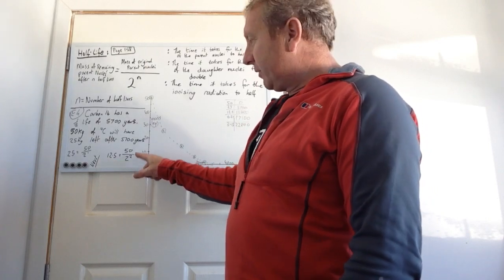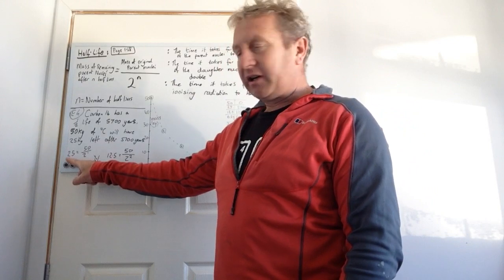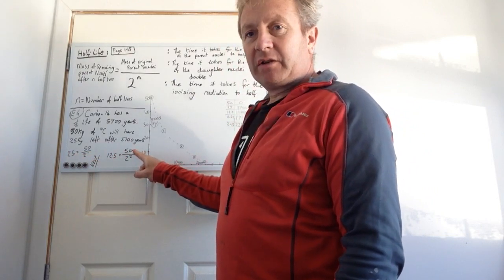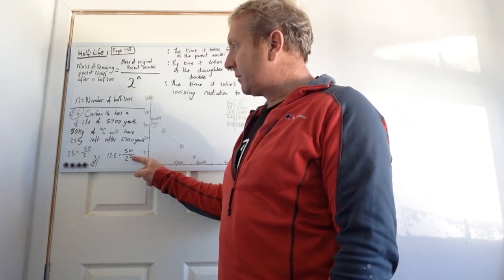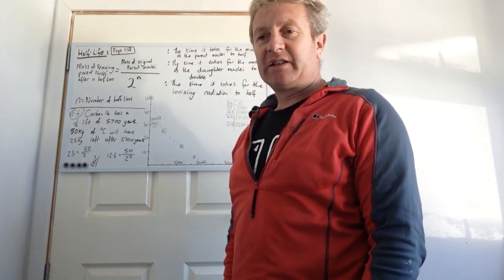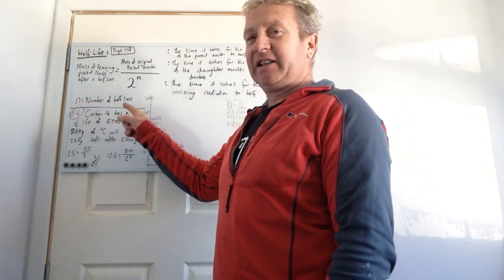The next half-life would look like this, so you would have 12 and a half, because that's half of 25, equals 50, that's your original amount, divided by 2 to the power of 2. The reason it is to the power of 2 is because it's had 2 half-lives since the start, and n is the number of half-lives. It says so here.